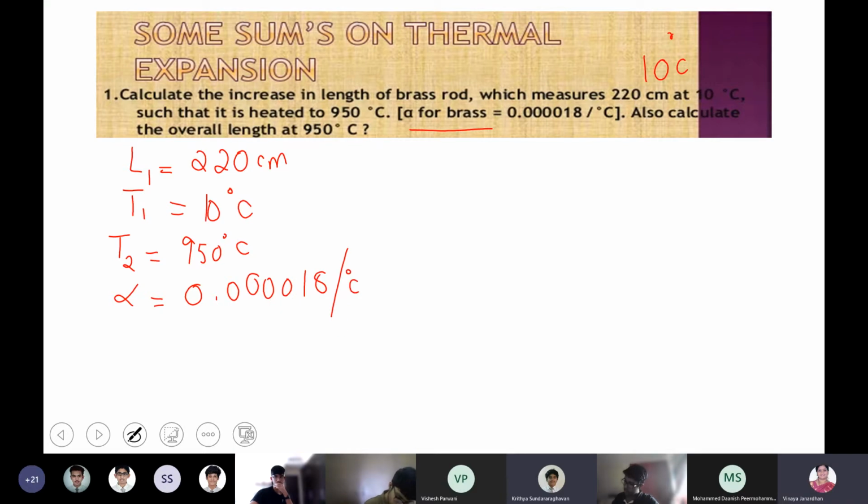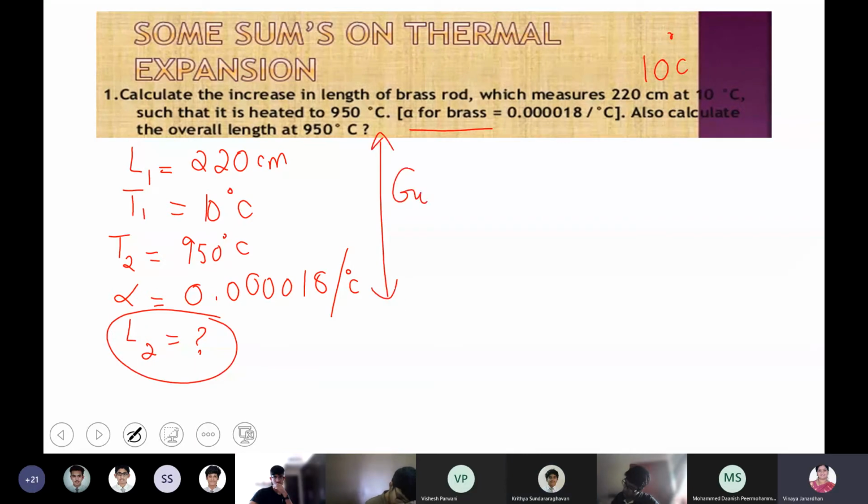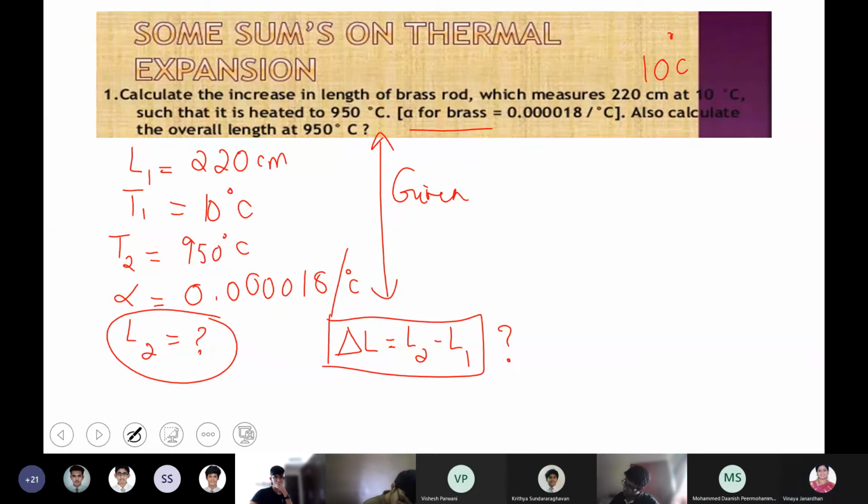Fine. What is the question? You have to find the increase in length. If we find the final length, then we have to subtract it from the initial length. So this is the question that is being asked, and these are the things which are being given. The first step is to find delta L, which is equal to L2 minus L1. So you need to find delta L, the change in length, and then you can find the final length.